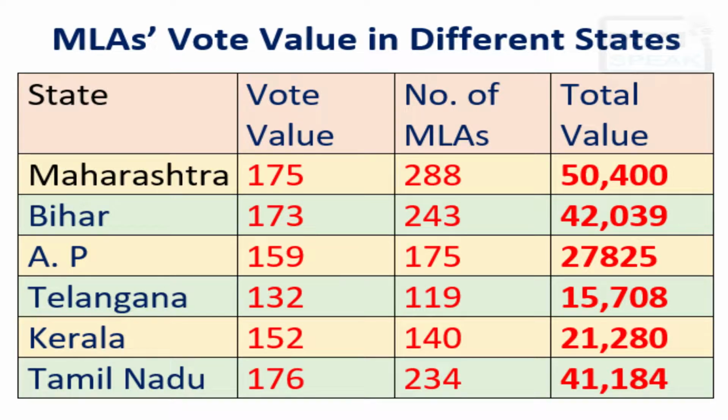In Bihar, it is 173, the value of an MLA. There are 243 MLAs and the total value is 42,039. In Andhra Pradesh, the MLA's vote value is 159, total MLAs 175 and the total value of state votes is 27,825. And in Telangana, the MLA's vote value is 132 and the number of MLAs, as you know, 119 and the total value of the MLA votes from Telangana is 15,708.